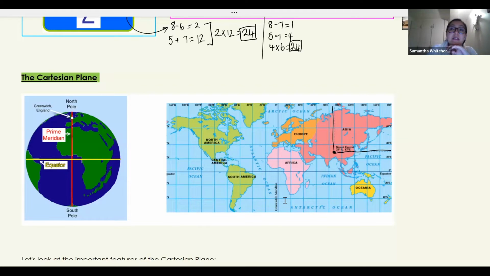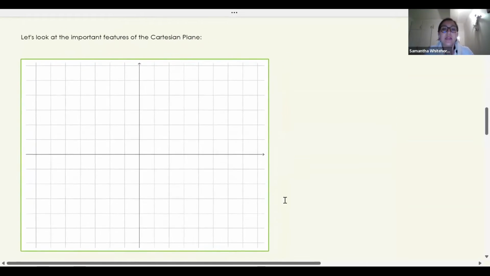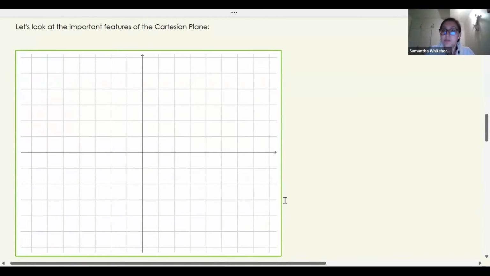Alrighty, before we start getting into plotting points and reading points, we need to know some important features of the Cartesian plane. This is where we'll take screenshots, but let's first put some notes on here, and then you can take a screenshot, or you can do the notes along with me, and whatever you miss, you can screenshot.